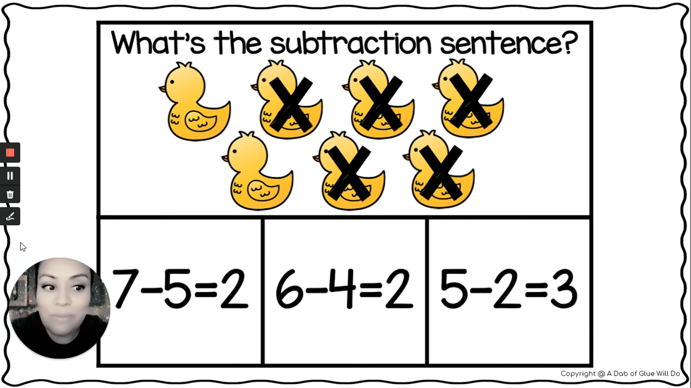What is the subtraction sentence? I want you to think big. Okay, so I see that we have 7. 1, 2, 3, 4, 5, 6, 7. I'm counting them just to make sure that I have the right number. We have 7 duckies and 1, 2, 3, 4, 5 swam away. 7 minus 5 equals how many are left? That's right, 2. 7 minus 5 equals 2.